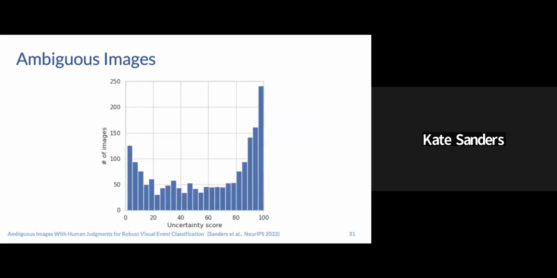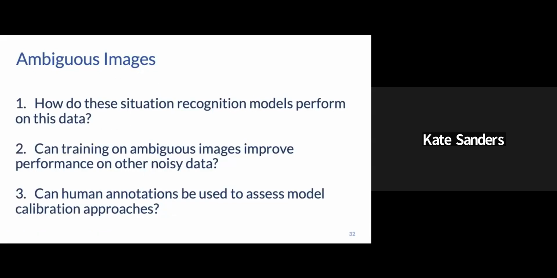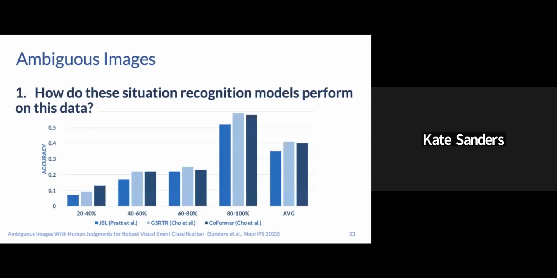We got this distribution of scores across the board, and so while a lot of the images are clearly pretty clear, there's a pretty substantial portion of the images sampled at random that just aren't. And so based on this, we had a couple of questions. Firstly, how do these situation recognition models actually perform on this ambiguous data? Two, can training on these ambiguous images improve performance of these models? And three, can the human annotations we collected actually be used to assess model calibration approaches?